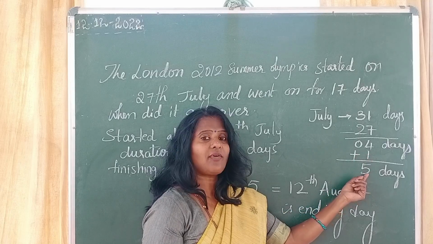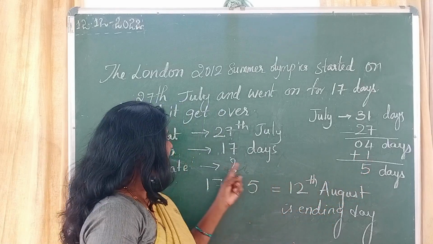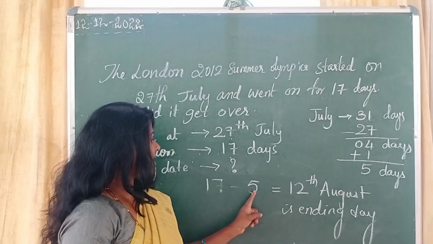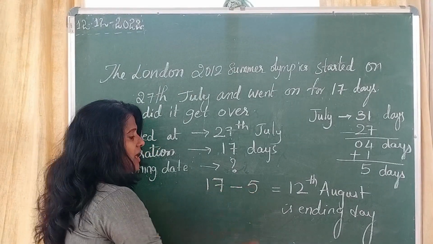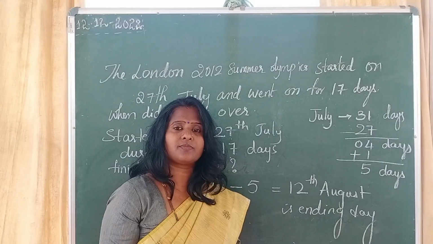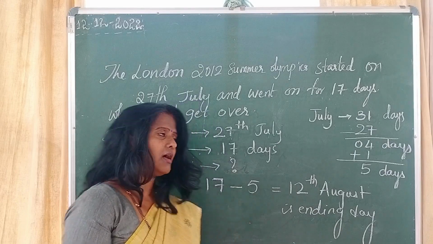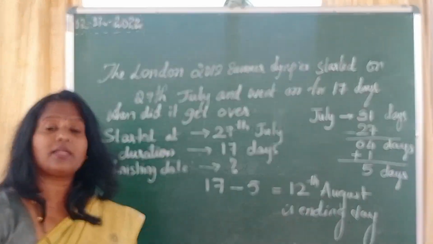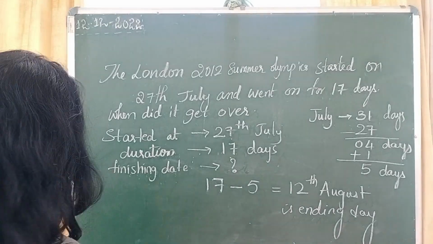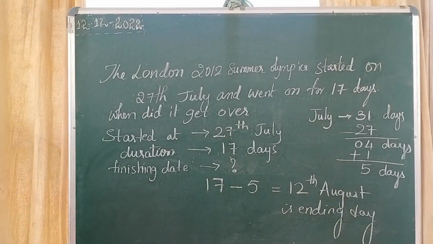So you will get 5 days. That 5 days you subtract from the duration. 17 minus 5. That will give you the ending. Finish. Is it clear? Okay. Now I will tell you one more example. How to find the starting day.